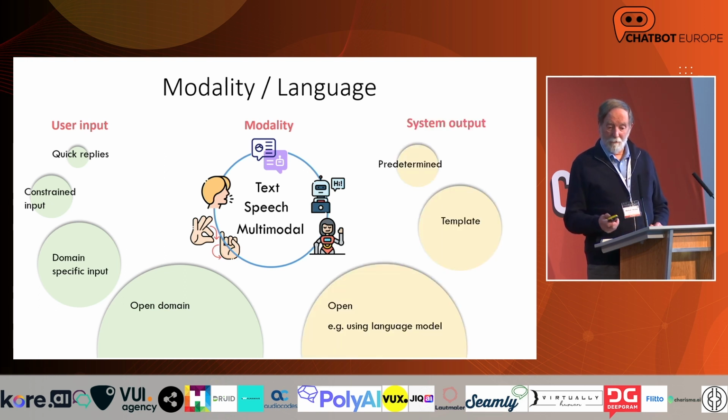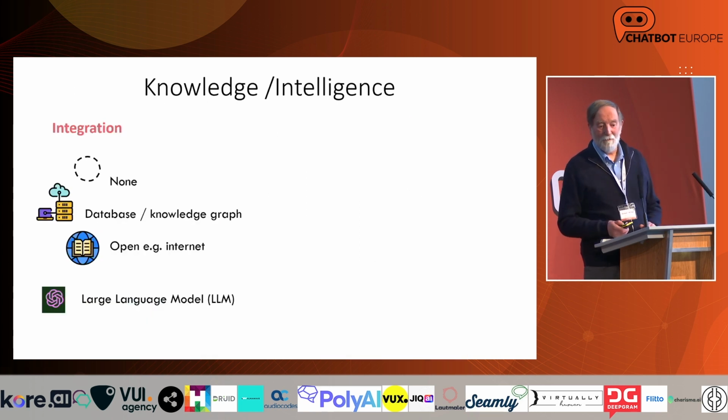And then from the point of view of the output, it can be predetermined output, which again is the simplest way to do it. You can sometimes have templates where you fill in the values of variables that have been filled in during the interaction. Or you can have output totally generated from a language model, which we, of course, know all about now.